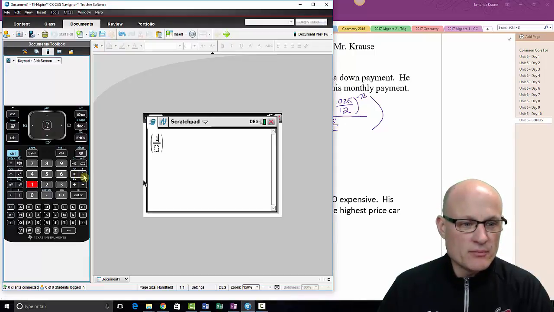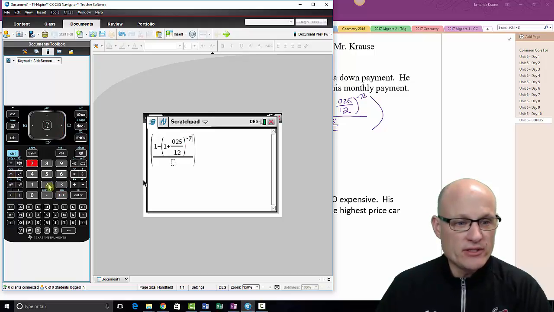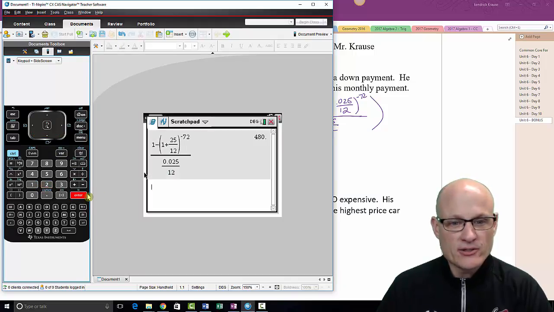1 minus parenthesis 1 plus 0.025 over 12. Now notice I'm just going to come outside this one set of parentheses here, raised to the negative 72, all over 0.025. Oops, forgot the 0.025 over 12. And I hit enter. Screwed something up, kids.